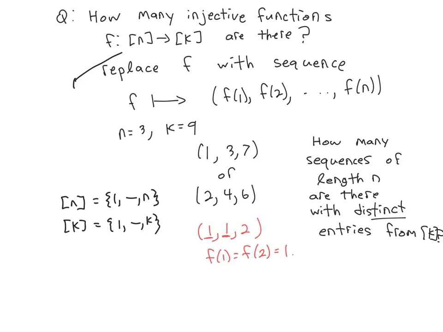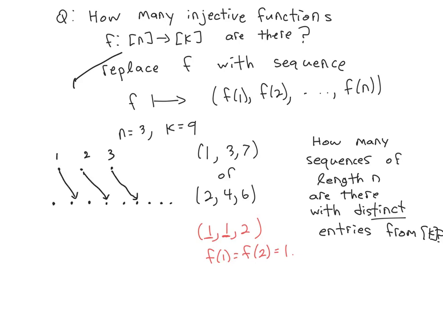So given the function, create the sequence f of 1, f of 2, all the way up to f of n, and then see what you get. So here's an example of such a function. From 3 to 9, you see that it's 1 to 1 or injective because distinct points in the domain are mapped to distinct points in the codomain. And under this construction, we see 1 goes to 2, so the first coordinate is 2. 2 goes to 4, so the second coordinate is 4. 3 goes to 6, so the third coordinate is 6.